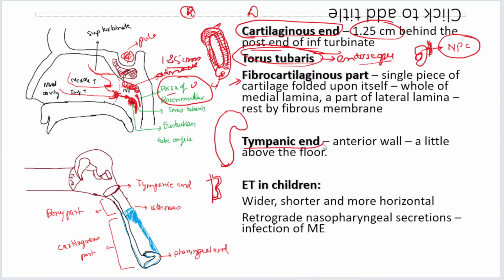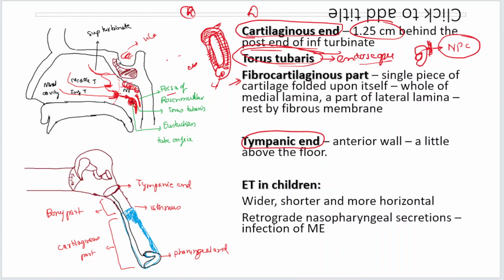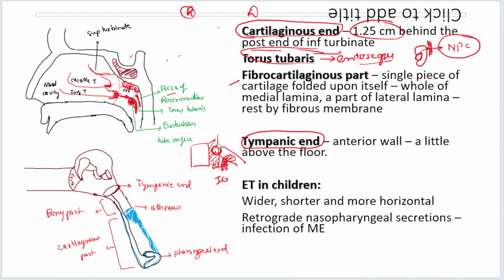The tympanic end of this eustachian tube. Where does the tympanic end open? The tympanic end of the eustachian tube opens in the anterior wall of the middle ear. We have already talked about it. The anterior wall of the middle ear is related in its lower part to the internal carotid artery with its sympathetic plexus, and here you will have the opening of the eustachian tube, and on top of it you will have the opening of the canal for tensor tympani.